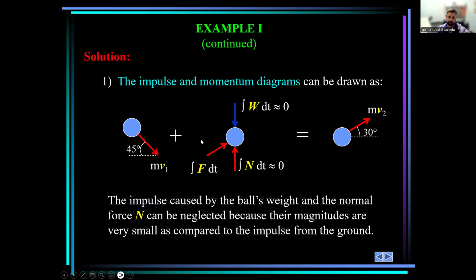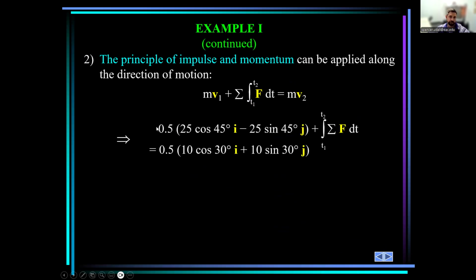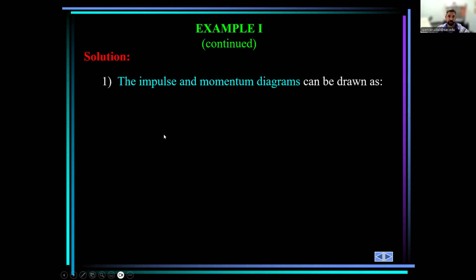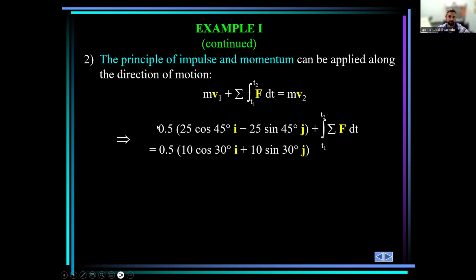So what's our force going to be to change it from here to there? Well, we can plug what we know into our equation and solve for that middle term. If we say we've got a mass of 0.5 kilograms, that's where we're getting that 0.5 there, times the velocity, which was 25 meters per second. So we could plug that in, cosine 45 i, and negative is going down and to the right, right? 25 sine 45 j. That's our velocity incoming.